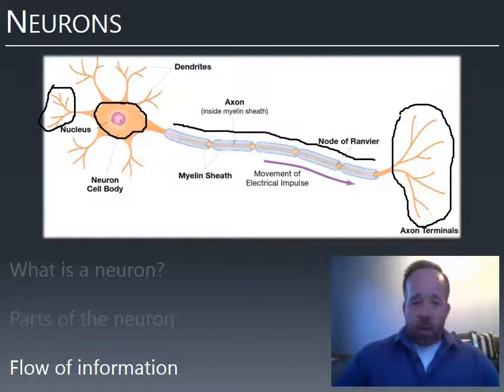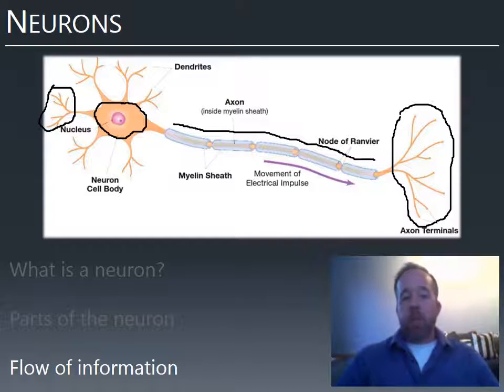And again, for our purposes, information flows on this diagram from left to right. So information comes into the dendrites, gets added up together, and gets sent down the axon. And we'll talk about that axon portion of information transmission today.